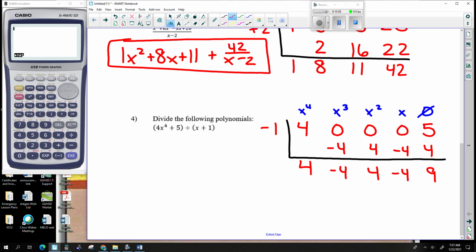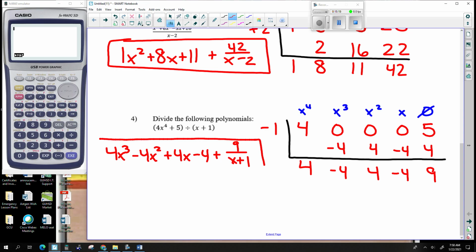This original problem began with an x to the fourth, that means my answer is going to begin with an x to the third. So that is a 4x to the third minus 4x squared plus 4x minus 4 plus 9 over x plus 1. So again, the long story short is you multiply these outside numbers and you add these inside numbers.